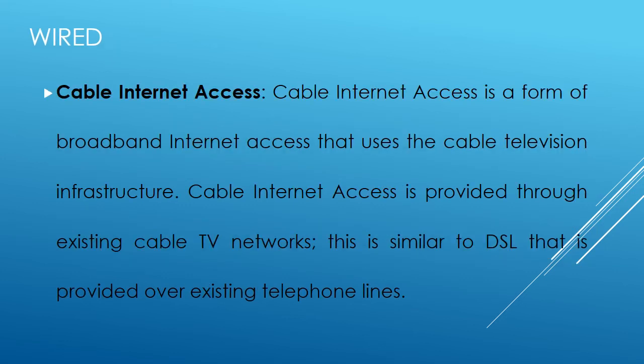The most popular wired connection type is cable Internet access. Cable Internet access is a form of broadband Internet access that uses the cable television infrastructure. Cable Internet access is provided through existing cable TV networks. This is similar to DSL, which is provided over existing telephone lines.